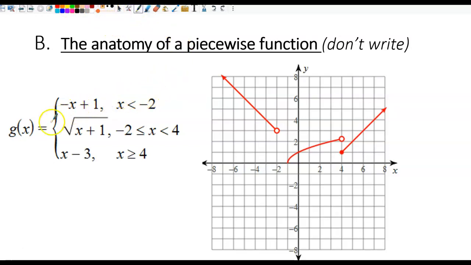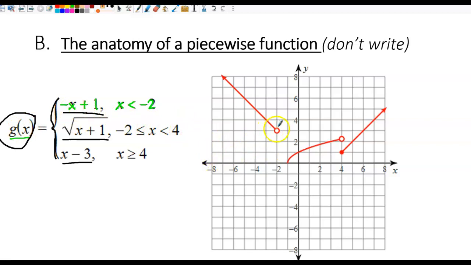So here's what I wanted to point out to you guys. We have this function here that I'm going to call g. And as you can see, g has three different parts to it. That part, and that part. It seems that g is equal to negative x plus 1 anytime x is less than 2. So if x is less than 2, then g is going to be negative x plus 1.